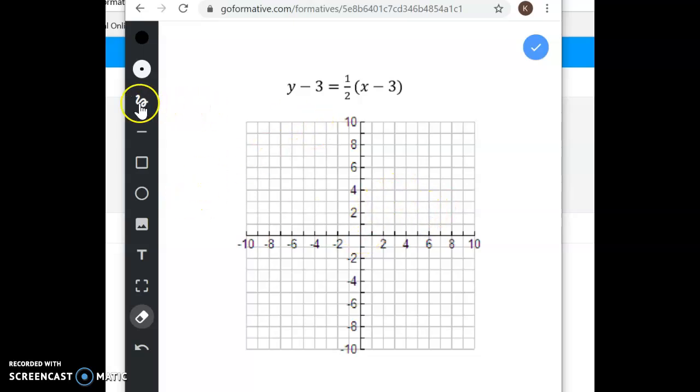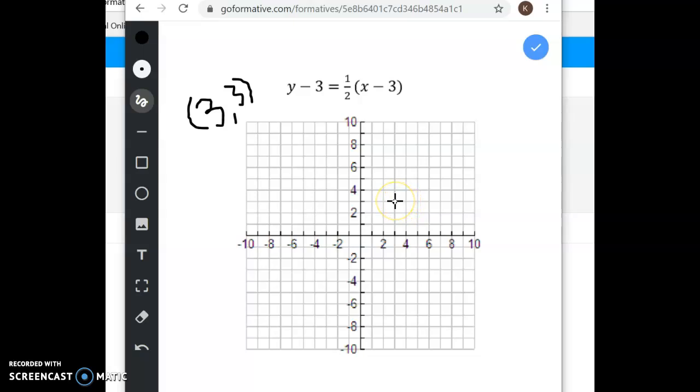On the side, here's a pencil, here's a line tool, and at the bottom there's an eraser if you need it. With the pencil tool, you can write yourself a note off to the side that the point is going to be 3, 3. That's not required. 3, 3 is the point where we're going to start. With the pen, take your cursor over to the point 3, 3, and click to make a dot.